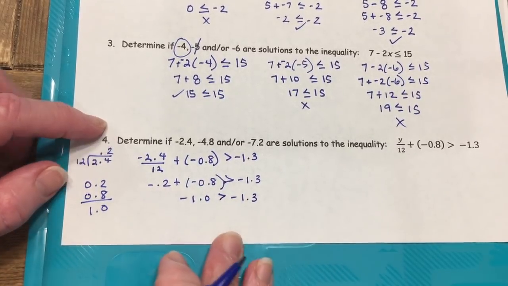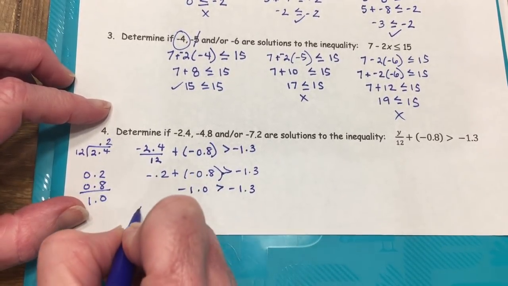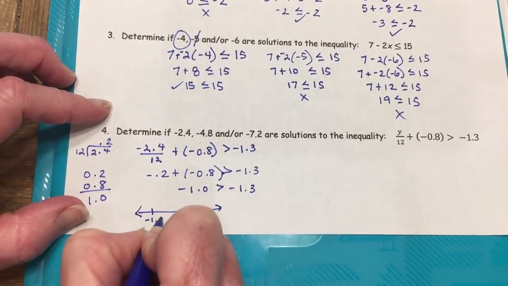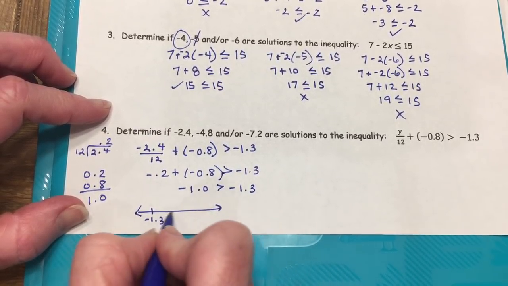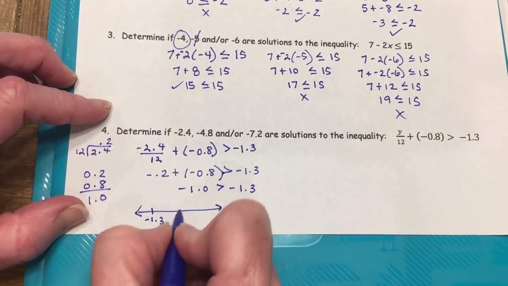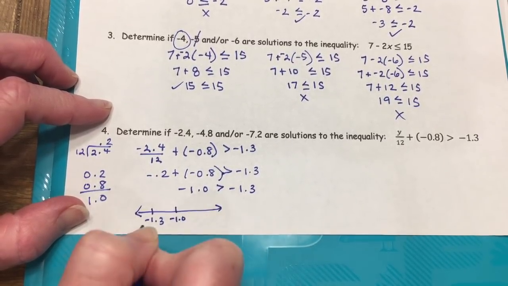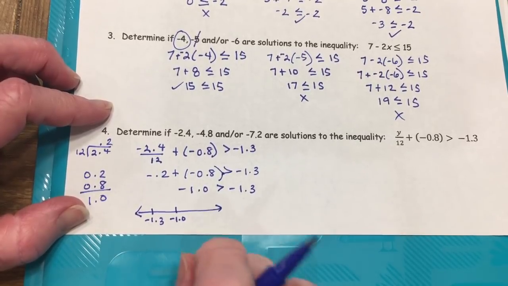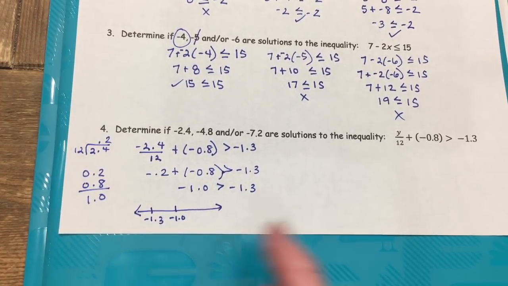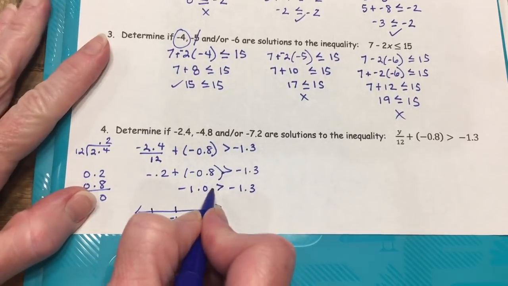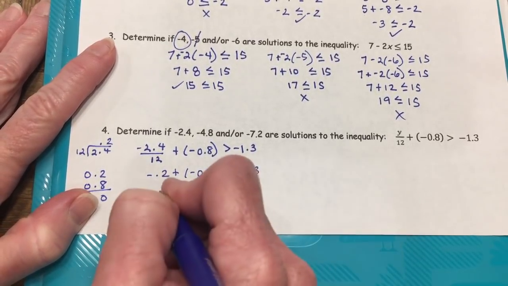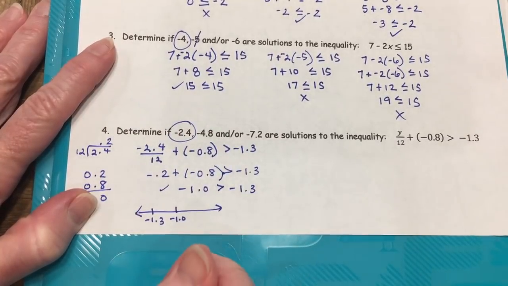All right, well, negatives are often kind of tricky. If it helps, on a number line, look at where it would be. So negative 1.3 is here. Where's negative 1.0? Is it closer to 0 or further? It's actually going to get closer. So as the numbers approach 0, their values seem to lessen even though they're getting bigger as you move to the right. So this is greater than negative 1.3. So then this is a true statement. Negative 2.4 is a solution.